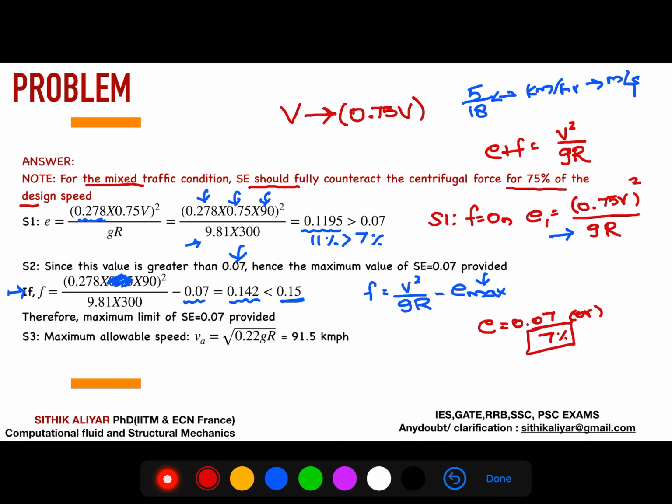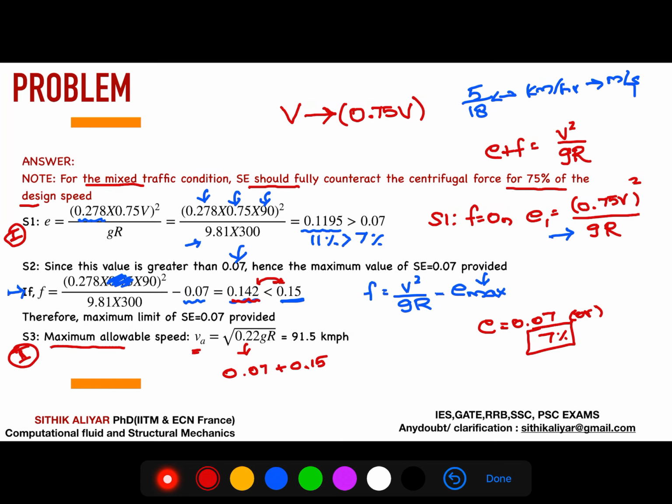So coming back, since it is only 0.142, you have some allowance, up to 0.15. So you can find the maximum allowable speed, which is the second question they have asked; this was the first question. For maximum allowable speed, I hope you know the formula: square root of 0.22, where the 0.022 came from adding the maximum super elevation and the friction, into gR. If you substitute everything, you will get your answer.